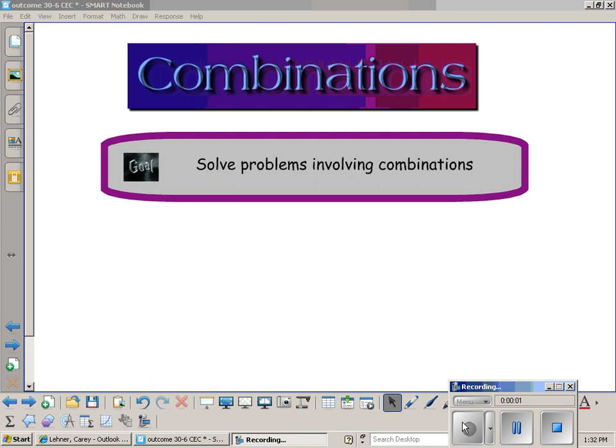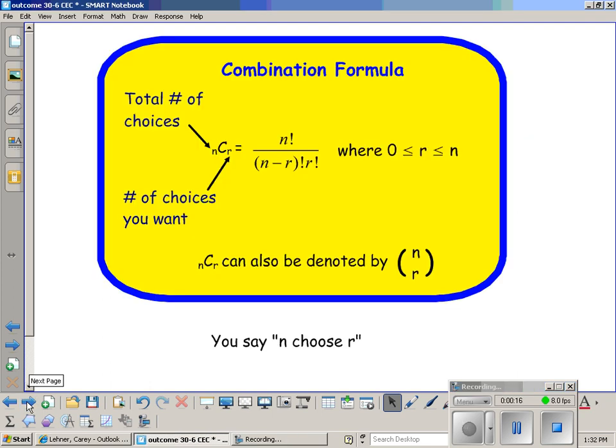In this lesson, we are going to look at solving problems involving combinations. In the previous lesson, you explored what a combination was, and we came up with a little bit of a formula for it. We're going to just formalize some of those thoughts. So we have what's called a combination formula, and we say that it's n choose r, so nCr.